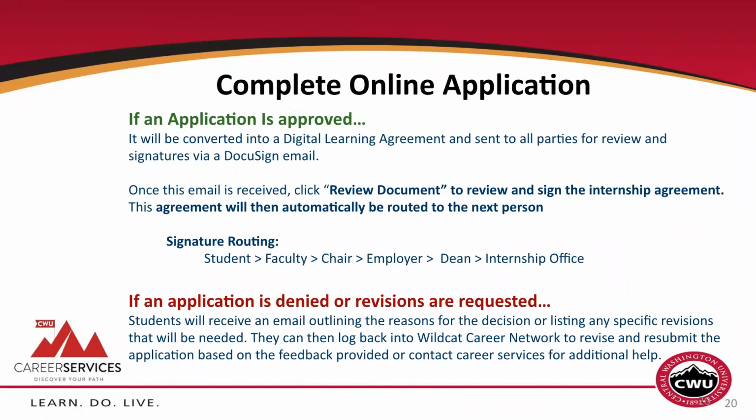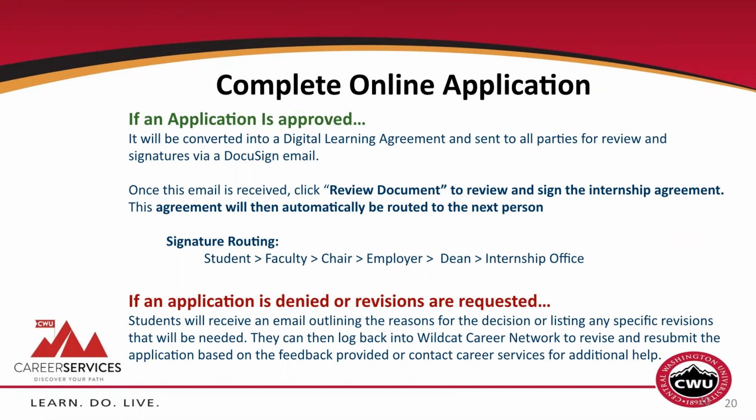If an application is reviewed and approved by our offices, we will then route it to DocuSign as a learning agreement. That learning agreement will be sent to the student for signatures. Once signed, it'll automatically go to the faculty. Once signed, it'll go to the chair, then dean, then employer, then dean, then internship office.